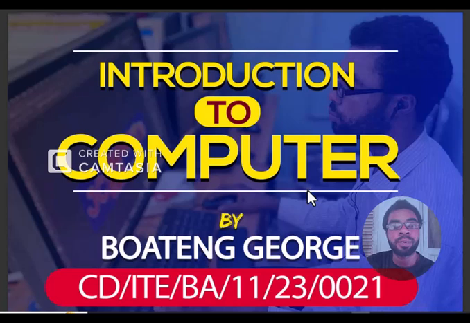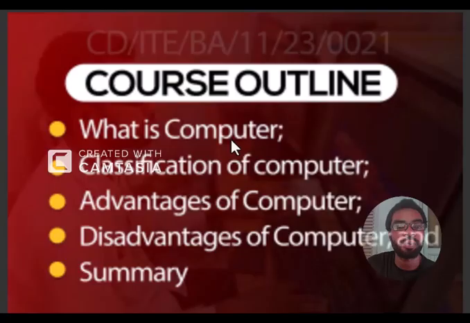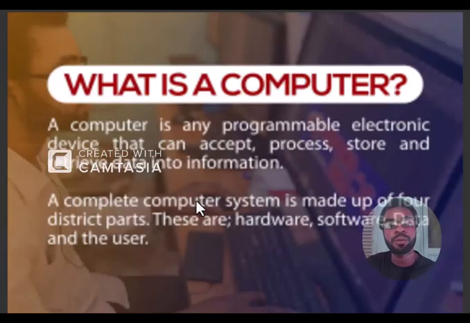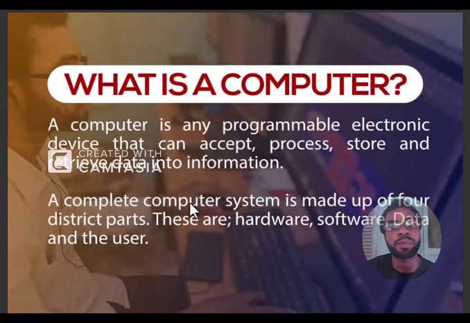So this is my course outline. My course outline says what a computer is about. When we say a computer, what is a computer? The first course outline is what is a computer, and the second one is classification of computers. The third one is advantages of computers, and last but not least is disadvantages of computers. We will then move on to what a computer is all about.